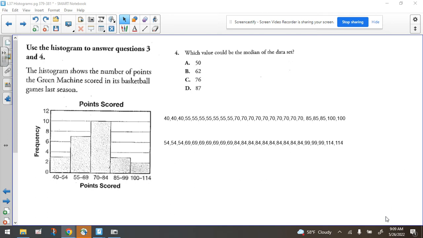Everybody, Mrs. Bianchi. We're looking at question 4 from the L37. The histogram shows the number of points the Green Machine scored in its basketball games last year. Which value could be the median of the data set? And they give us some choices.